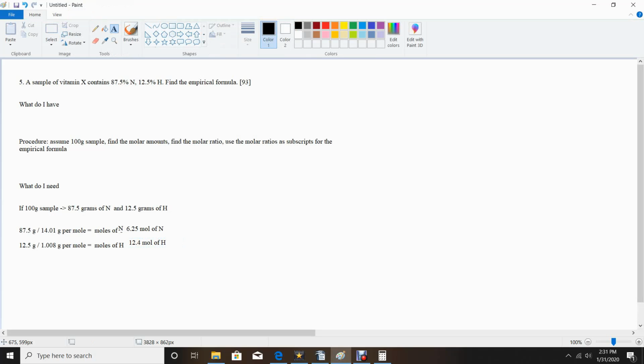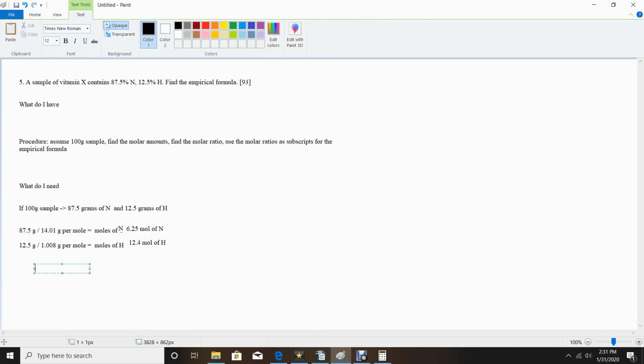Now, what we can do is create subscripts based on our molar ratios. So we know that we have a molar ratio of 6.25 to 12.4. Because we can't have partial subscripts, they need to be whole numbers, we essentially just round. 6.25 nitrogen comes down to 6 nitrogen, and 12.4 hydrogen comes down to 12 hydrogen.